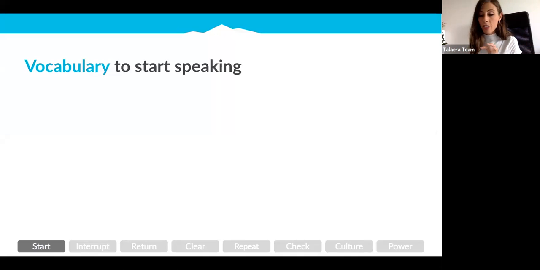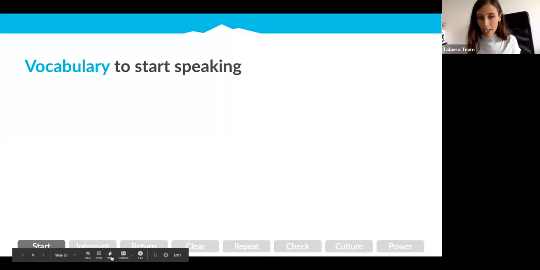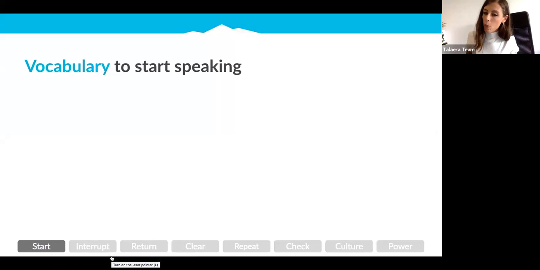Well, here's some vocabulary to start speaking. It's a good idea to learn these fixed expressions, and that's going to get you the foot in the door, right? It's going to give you the time to stop the room, have people look at you, and then it's your moment to think about what you want to say and say it.